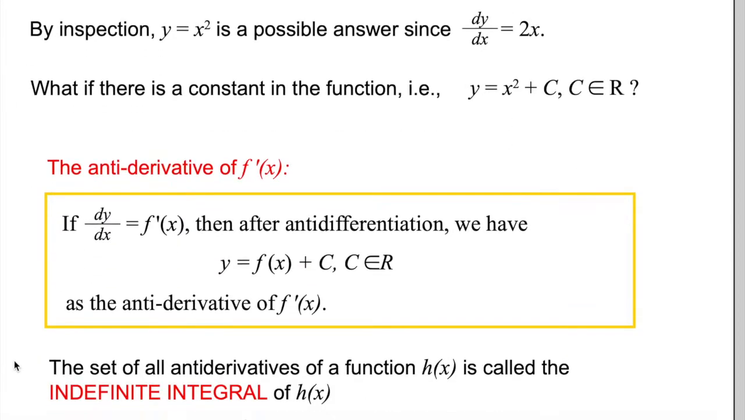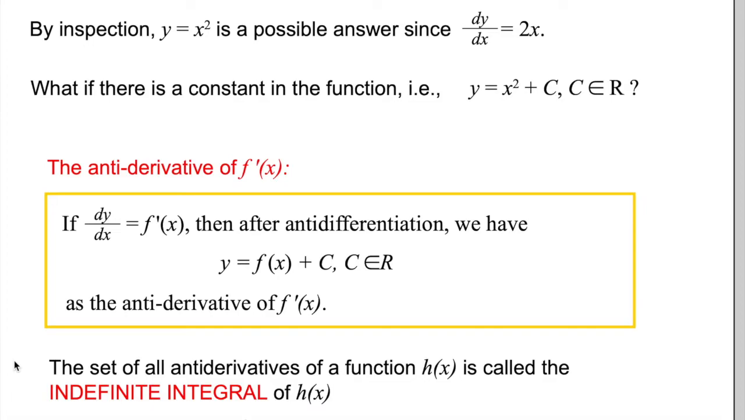Sometimes you notice the notation of f prime of x, and we say that if dy by dx is equal to f prime of x, then after antidifferentiation, you will get y equals f of x plus c, and c is a real number. And this is the antiderivative of f prime.